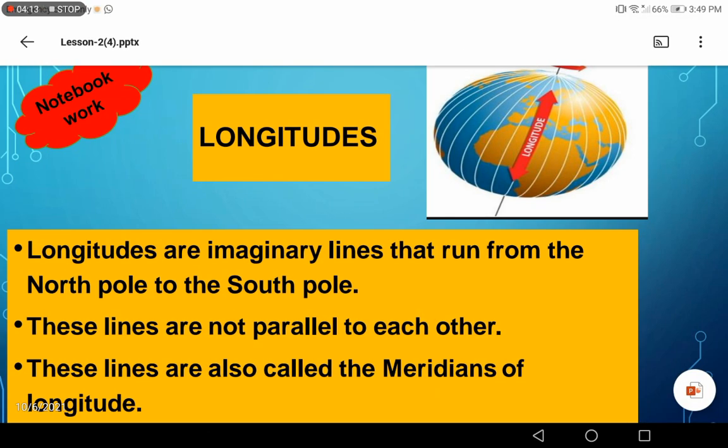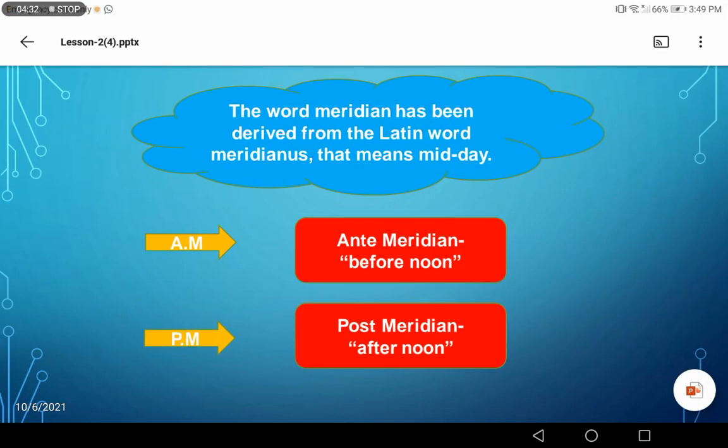Longitudes. Longitudes are imaginary lines that run from north pole to south pole. These lines are not parallel to each other. These lines are also called the meridians of longitude. The word meridian is derived from the Latin word meridianus, which means midday. AM, ante meridiem, means before noon. PM, post meridiem, means afternoon.